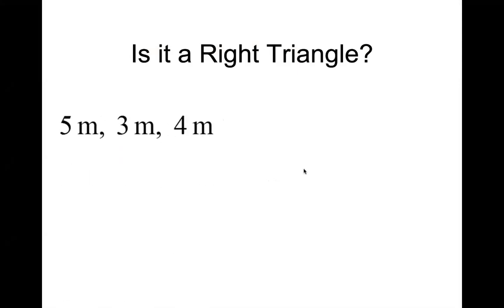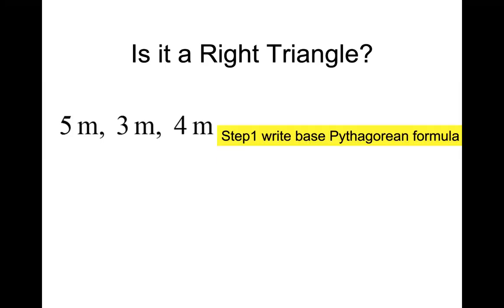So the game is this. I'm going to give you 3 measurements. These represent 3 segment lengths, 3, 4, and 5. And the question is, do these make a right triangle? It sounds like we would need a new formula, but in fact, we can simply use the Pythagorean theorem, knowing that C is always the longest side.